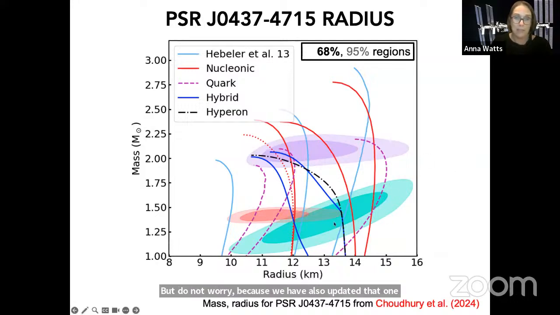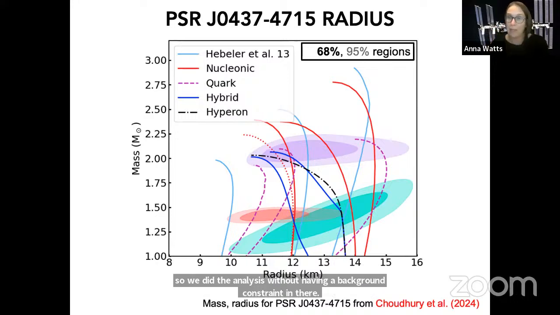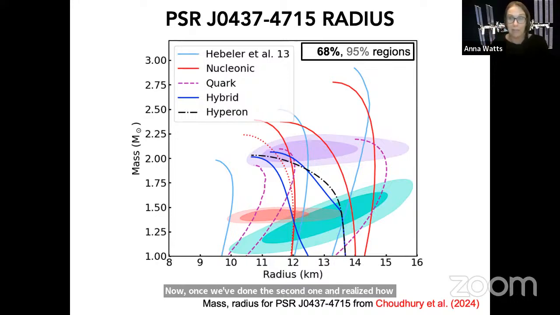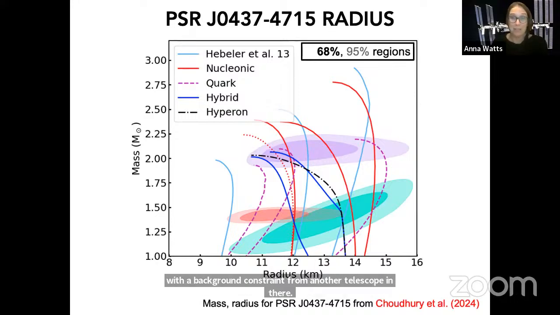When we did this analysis here, we didn't really have a full handle on the importance of background estimates. And so we did the analysis without having a background constraint in there. Now, once we'd done the second one and realized how important it could be, we actually reran that analysis with a background constraint from another telescope in there. The picture got complicated. It actually becomes a bimodal solution.